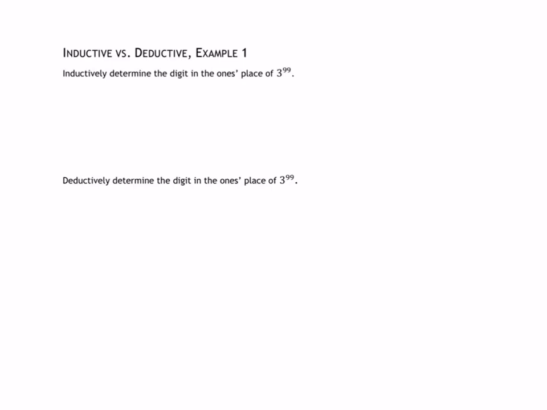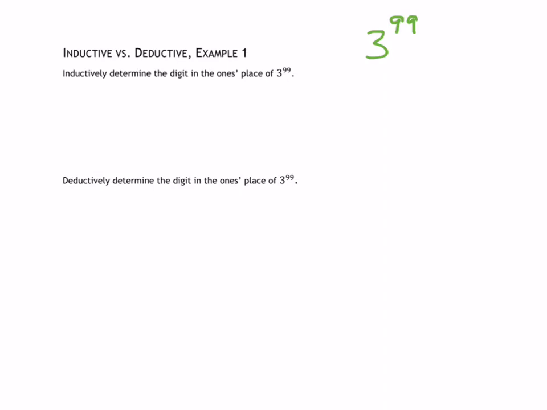Let's start by inductively determining the digit in the ones place of 3 to the 99th power. I know the writing here is a bit blurry because of the video quality, but you do have a worksheet and you should follow along and take your own notes. Alright, we've got 3 to the 99th power, and we want to find the digit in just the ones place.